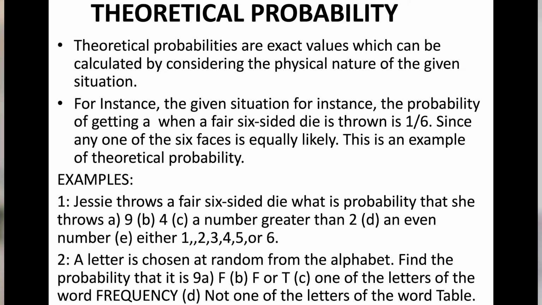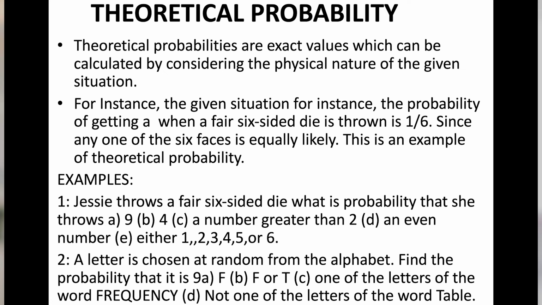For instance, the probability of getting a number when a fair 6-sided die is thrown is 1/6. What am I trying to say? That the probability of getting a 2 when throwing a die is 1/6, since any one of the 6 faces is equally likely. So this is an example of a theoretical probability. And in today's class, we'll be checking examples under probability.